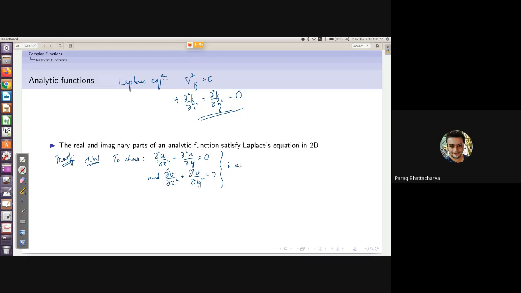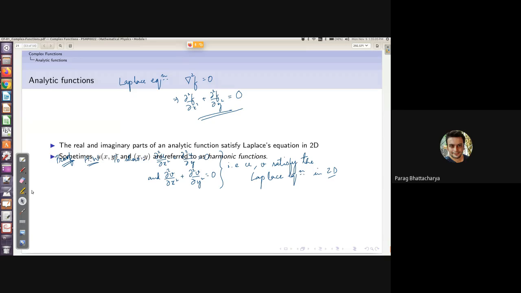If these are identically 0, that means this is the Laplace equation. So that means u and v satisfy the Laplace equation in 2D. This is what you have to prove. I leave this to you as homework. Just try this out. Show that u and v, the real and imaginary parts of an analytic function, always satisfy the Laplace equation in 2 dimensions.